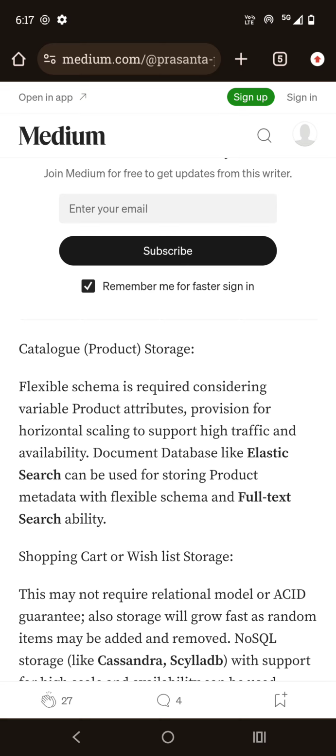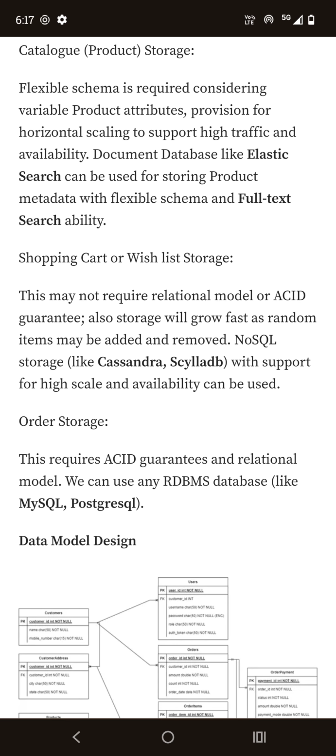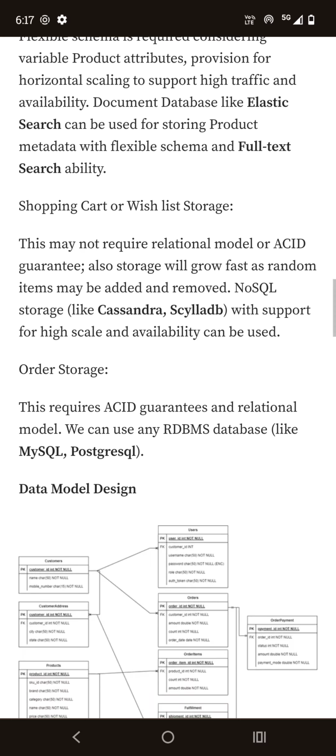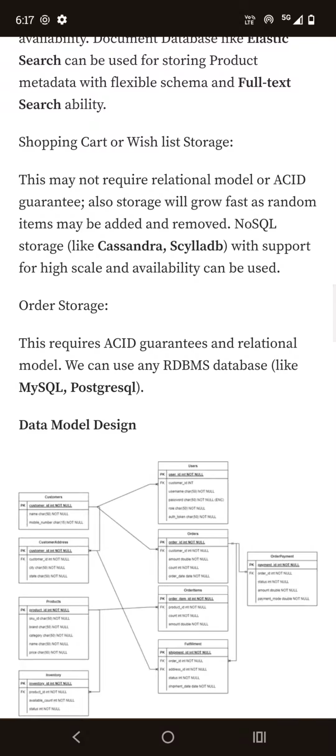So let me explain something here. When do you choose a relational database, and when do you choose a non-relational database or NoSQL? If your application requires most of the ACID properties to be fulfilled, what is ACID? Atomicity, consistency, isolation, durability. RDBMS databases are very important for ACID properties.